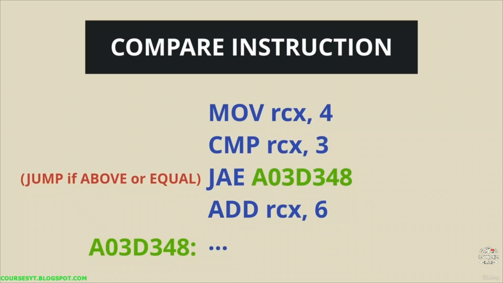So in this case, because 4 is above or equal to 3, the jump will occur, and then we'll skip the add instruction just like before. However, if let's say instead we had moved the number 2 inside RCX, then the jump would not occur and we would not skip the add instruction. So that's it. That's comparisons, and comparisons are always attached to some type of jump. This is all we'll see for now, and let's move on to a practical example.